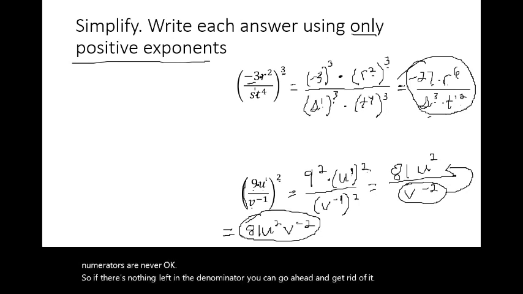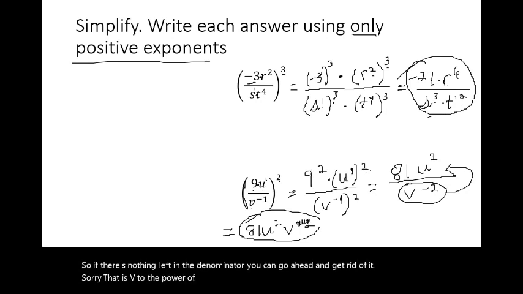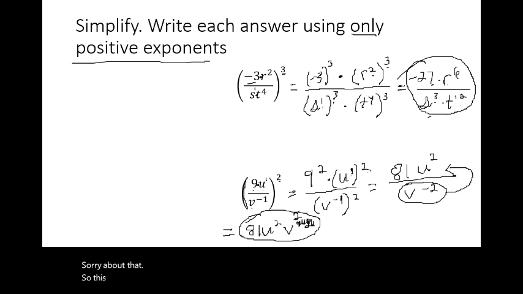Sorry, that is v to the power of positive 2. Sorry about that. So this is 81 u to the power of positive 2 times v to the power of positive 2.